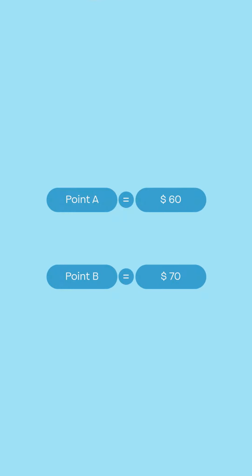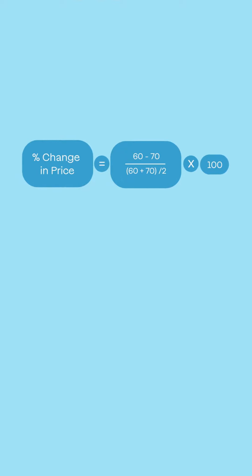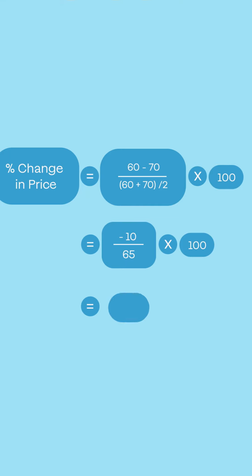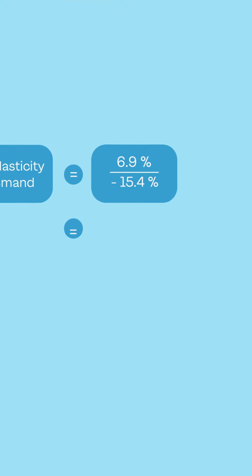You then use this exact same formula for price, with B's price being $70 and A's price being $60. Take the $60 and subtract $70 for a total of negative 10. Then add 70 and 60 together and divide that by 2 to get 65. You then divide negative 10 by 65 and multiply that by 100 to get a change in price percentage of negative 15.4%. Finally, we take what we got for the percentage change in quantity, in this case 6.9%, and divide it by the percent change in price, negative 15.4%.